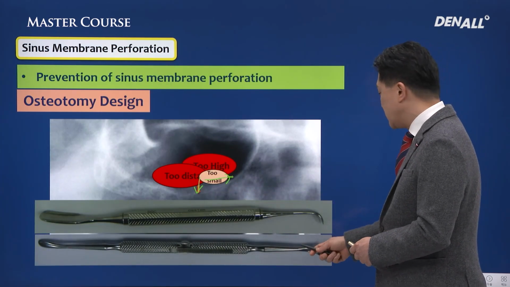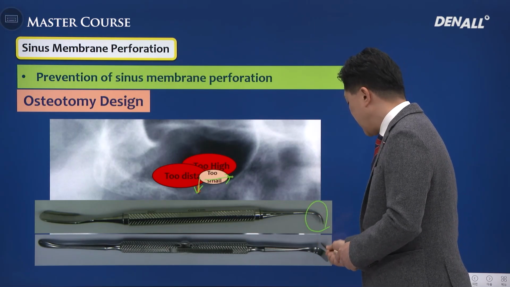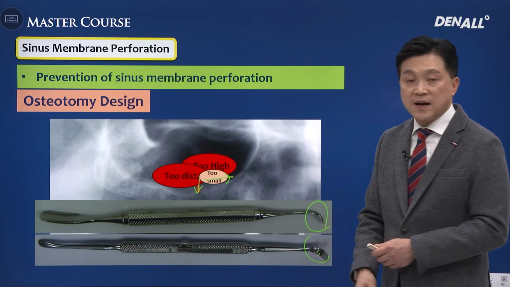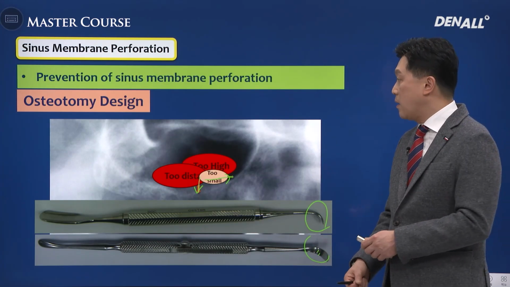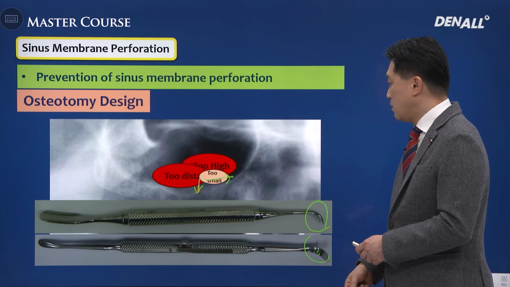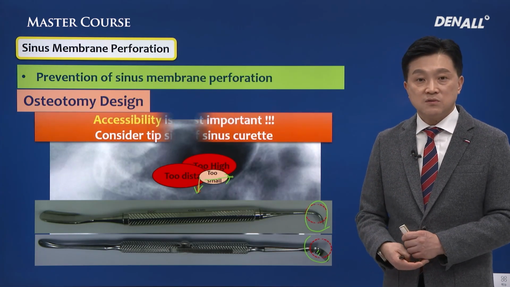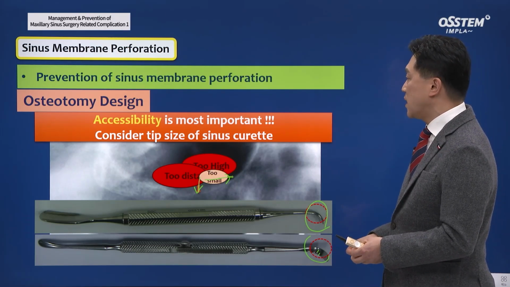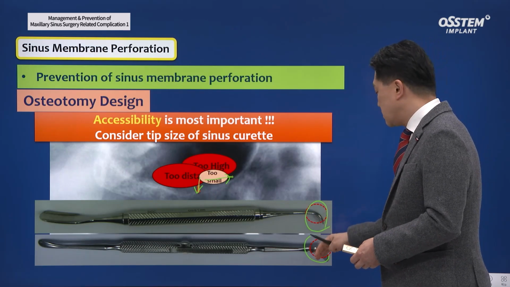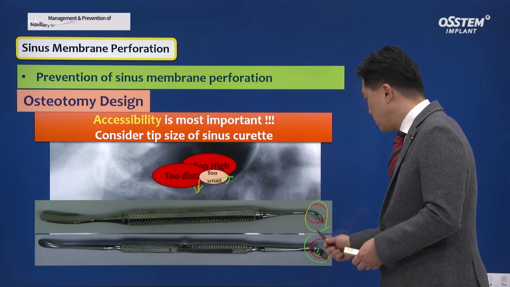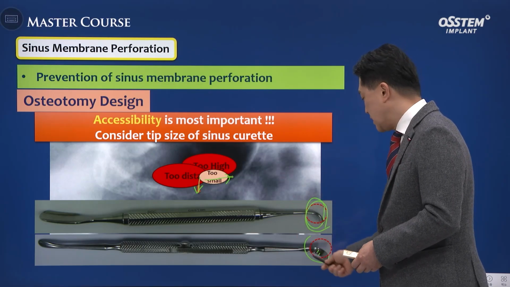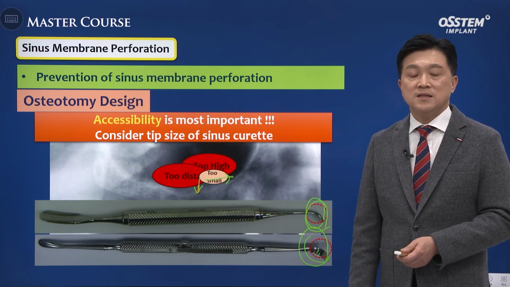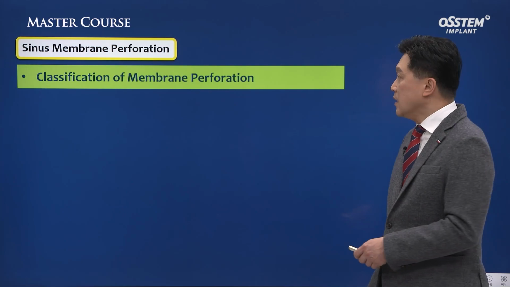In the case of sinus curette, there is a wide one and a small blade one. You need to use both in turn to be able to detach the sinus membrane smoothly. Accessibility is very important. The tip size of the curette, if you use the wide one from the beginning, it can be a problem. So you need to start with a small one first. You also need to consider the tip size as you perform this surgery.